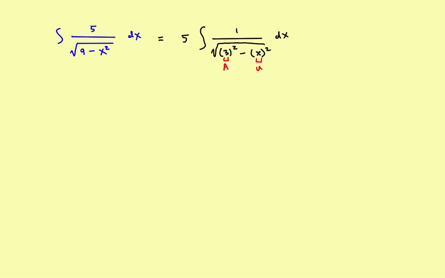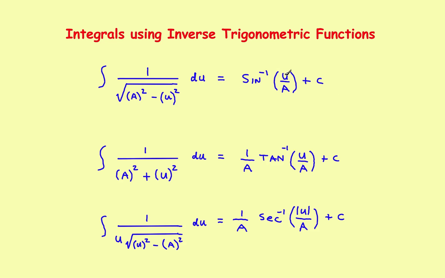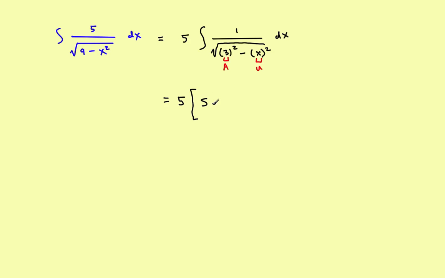Okay, now it's just a matter of finishing up the problem. So what this is going to be is you've got the constant 5, and then this thing turns into, using this rule, the inverse sine of u over a plus c. So this will become the inverse sine of u over a, but u is equal to x, and a is equal to 3. Then just tack on a plus c, and you're done. So that would be the antiderivative.